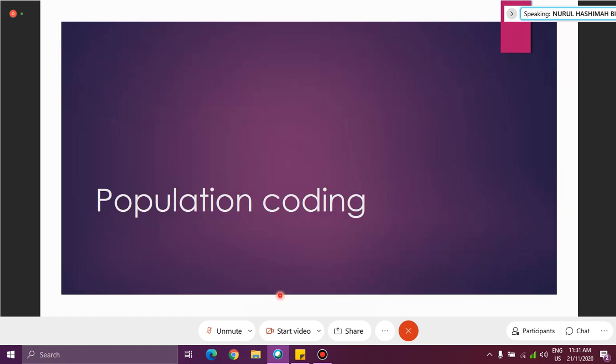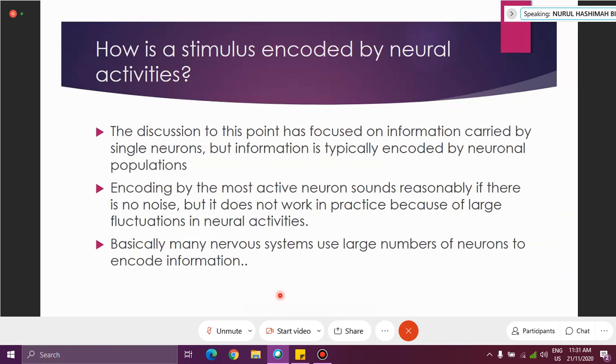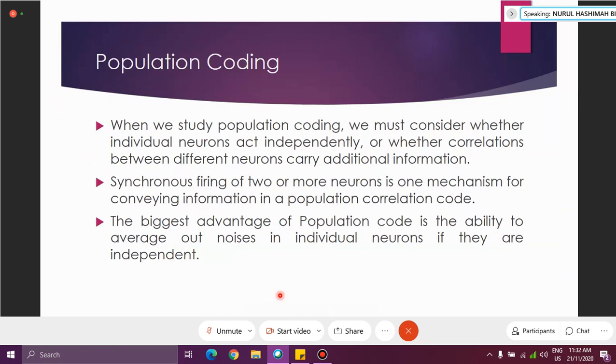Okay, next is population coding. Up to this point, we have focused on information carried by single neurons, but typically, information is encoded by neuronal populations. Encoding by the most active neuron sounds reasonable if there is no noise, but it does not work in practice because of fluctuations in neural activities. Basically, many neural systems use a large number of neurons to encode information. So that's why we do population coding.